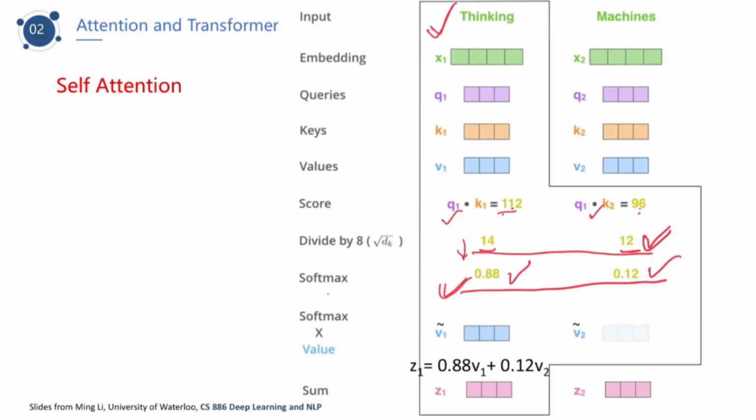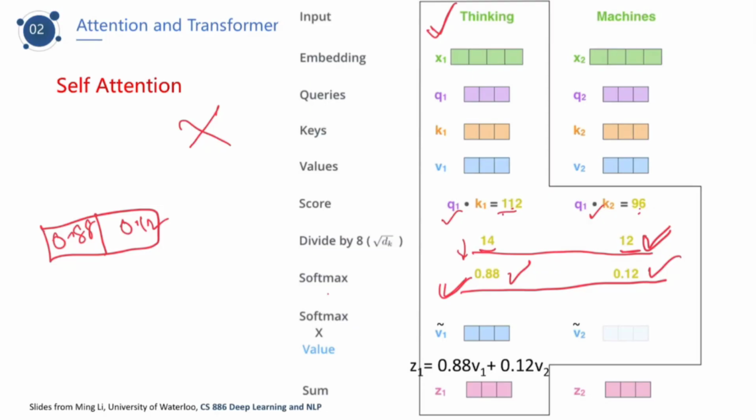Now how will we do the refinement? Now you know the process. You got the attention vector for the thinking, and with the help of this, suppose you got 0.88 here, 0.112 here, and now we multiply this with value. That is your V, because value is like the actual value. So the same X has been converted into query, key, and value.